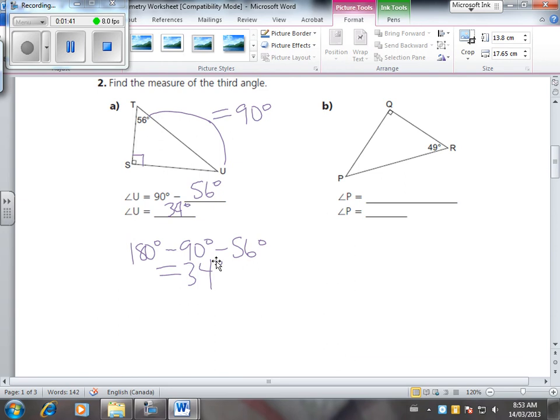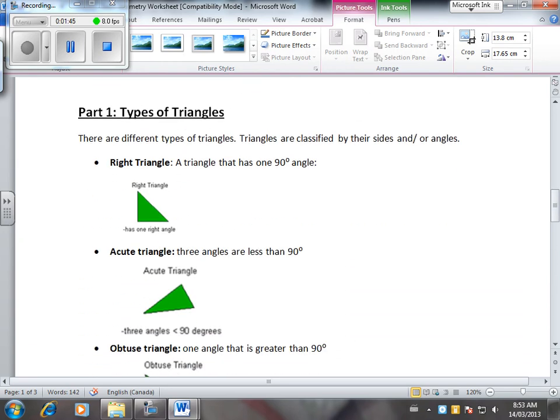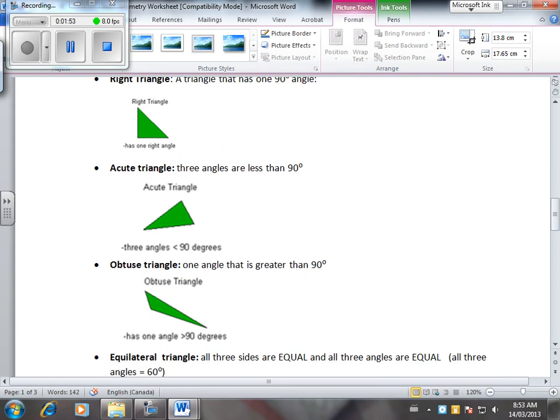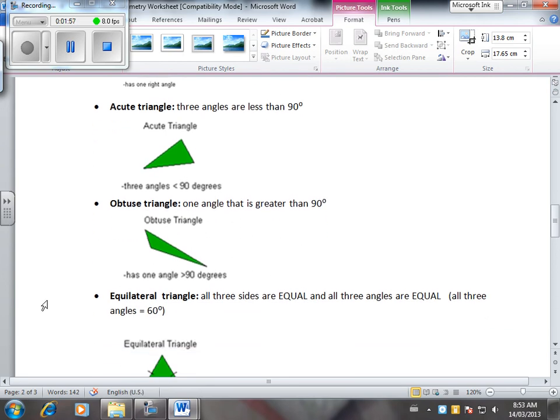Okay, then go through and make sure you understand the differences between the types of triangles. So the right angle triangle, like we just talked about, right angle means 90 degrees. You have an acute triangle. All 3 angles are less than 90 degrees, but they still equal 180 degrees. They have to. That is a rule of a triangle.